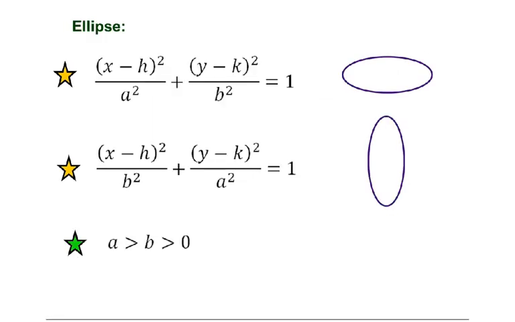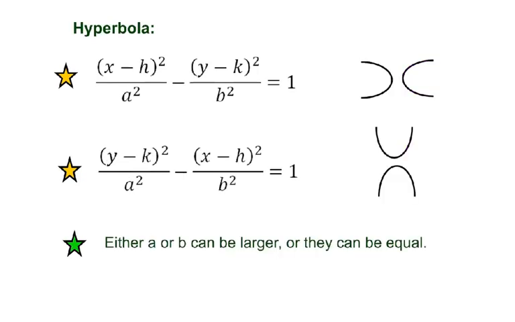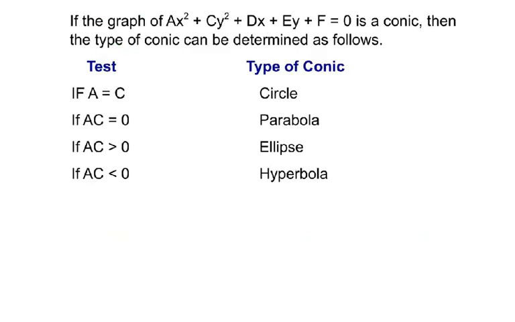Ellipses can elongate horizontally or vertically. In this situation, A is always greater than B and B is always greater than 0. Hyperbolas, either A or B can be larger or they can be equal. The difference here is there is a subtraction sign in the middle. So that's a review of our equations that we've gone over so far this chapter.